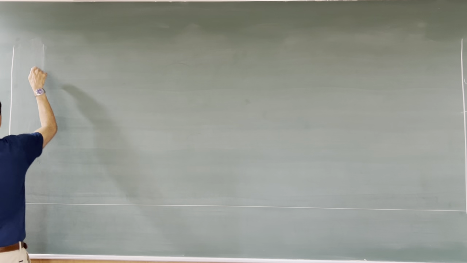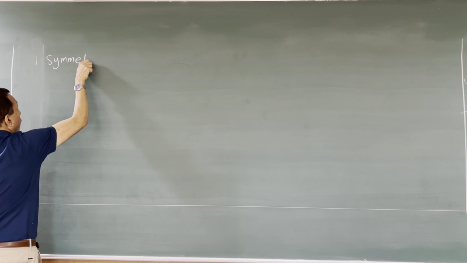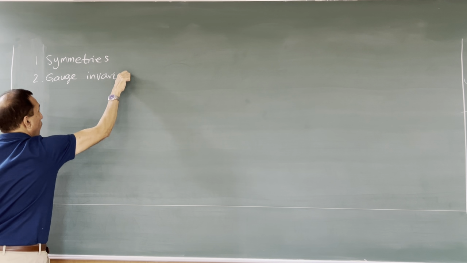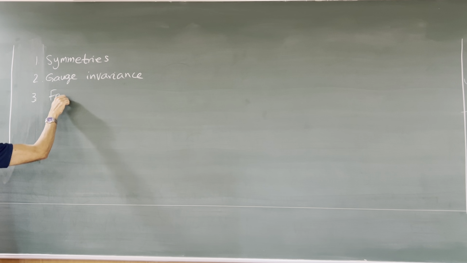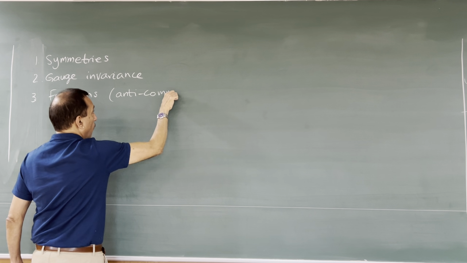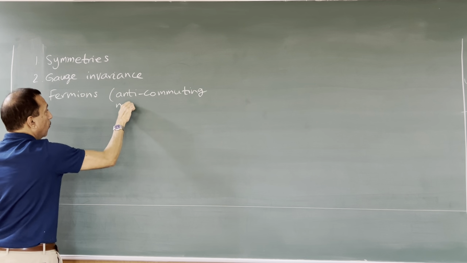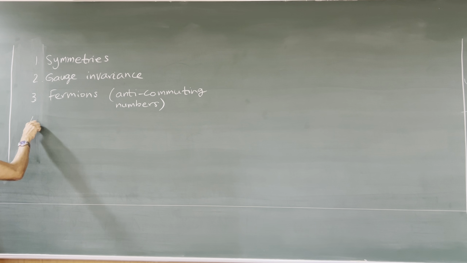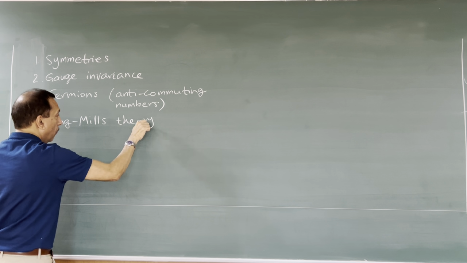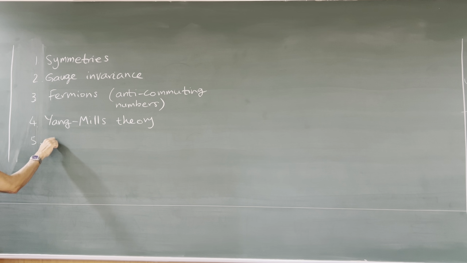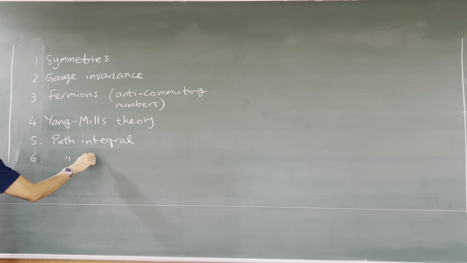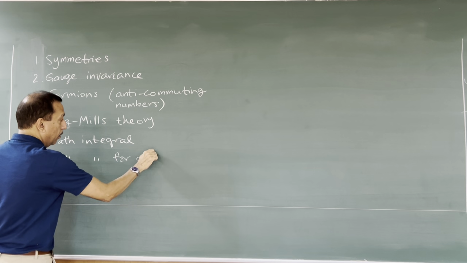Let me just remind you, one was symmetries. Another was gauge invariance. Another was fermions, which has its own formalism, including anti-commuting numbers. Another one, which might fit under gauge invariance, but is a separate and more complicated thing, is Yang-Mills theory. And then, apart from all this, there was the path integral, and the path integral for anti-commuting numbers.